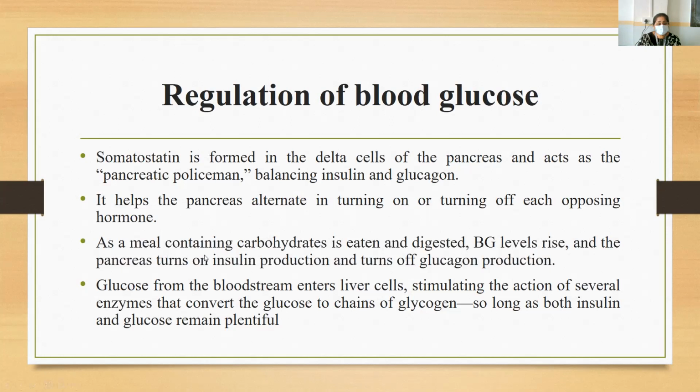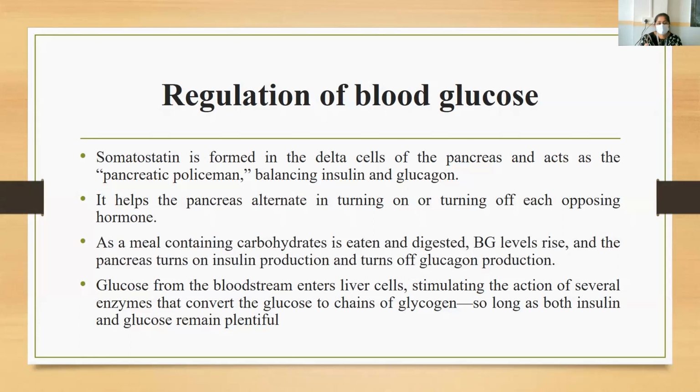Now, what happens as a meal containing carbohydrates is eaten and digested? Whenever you eat a meal which contains a lot of carbohydrates, just like your afternoon lunch, usually it is rich with carbohydrates, because either you will be eating rice, or chapati, or maybe biryani or fried rice or whatever. I know now people are getting hungry. Okay, so these are rich in carbohydrates.